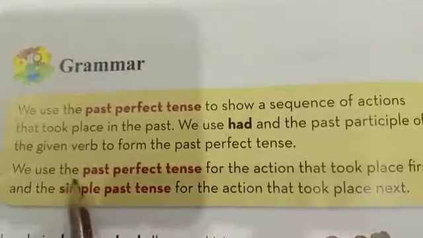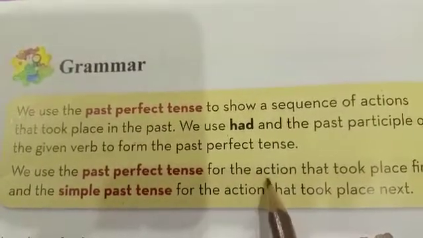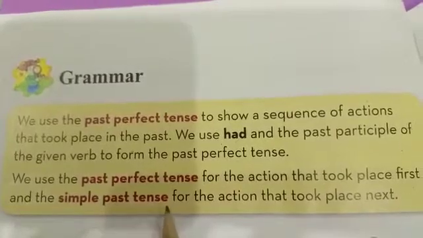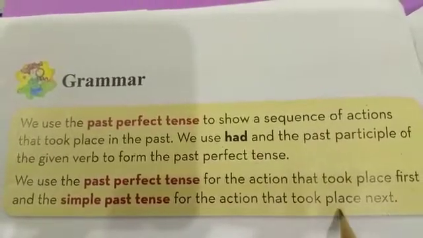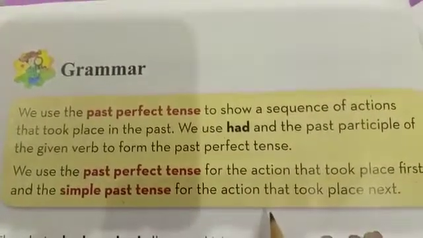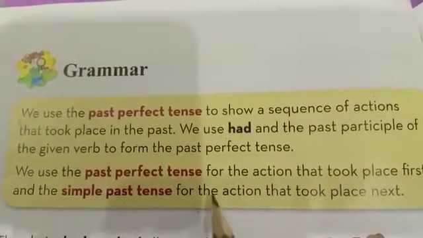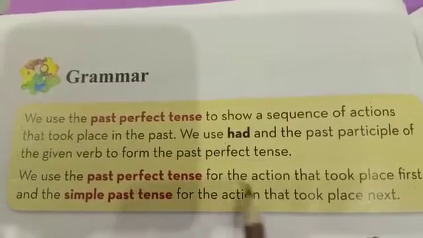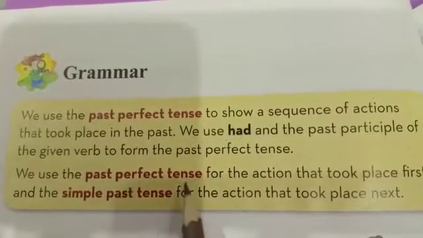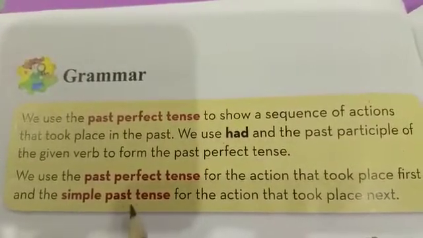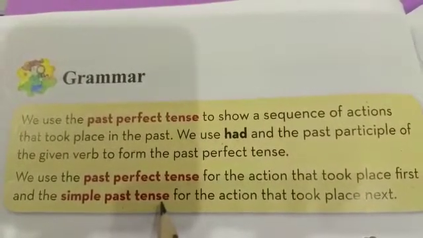Next, we use the past perfect tense for the action that took place first and the simple past tense for the action that took place next. If in a sentence two actions are happening, for the first action that took place in the past, we use past perfect tense, and for the next action, we use only simple past tense.